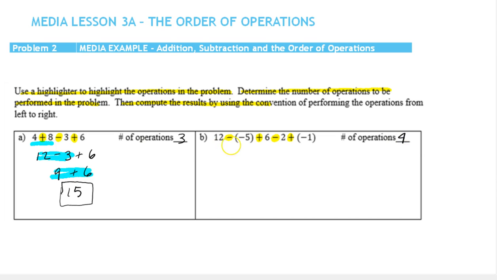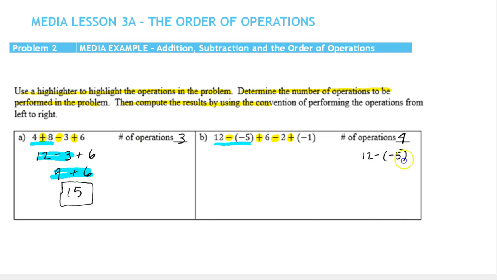Now we're going to do these from left to right like we did here, and every step of the way we're going to carry down the rest of the problem so we don't lose any of it. So here's our first step. We have 12 minus negative 5. So now I'm going to call this side work.